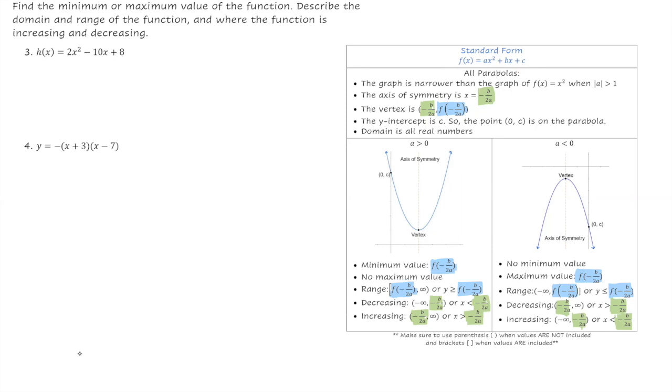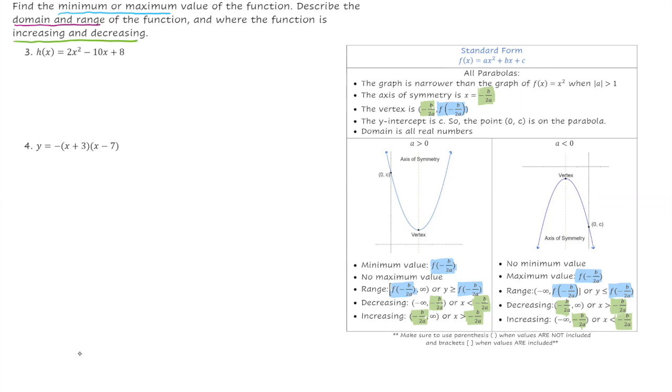We are looking at specific parts of our parabolas, key features here. So we are going to look at finding the minimum or maximum value of the function. We are going to describe the domain and range of the function and where the function is increasing and decreasing.